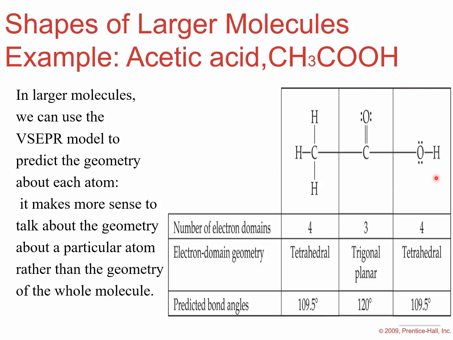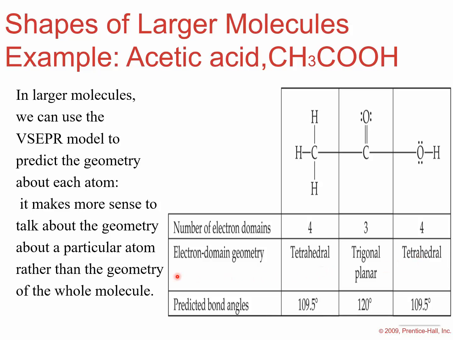So after drawing the Lewis structure, we have 3 central atoms, as you can see here. For this one, we have 4 bonding domains, so the electron domain geometry is tetrahedral. Here we have 3 bonding pairs, again trigonal planar. Here we have 1, 2, 3, 4 electron domains, also tetrahedral.